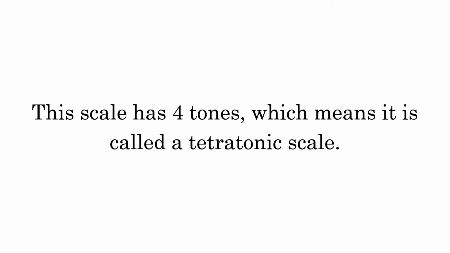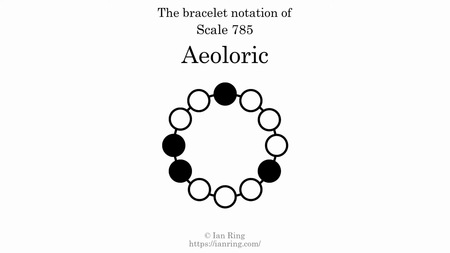This scale has 4 tones, which means it is called a tetratonic scale. This is a bracelet notation diagram of scale 785. The shaded circles represent tones that appear in the scale, and they are read clockwise, starting at the top.